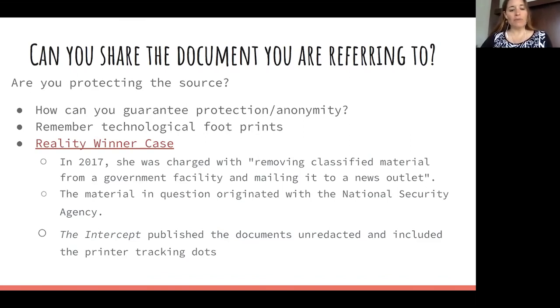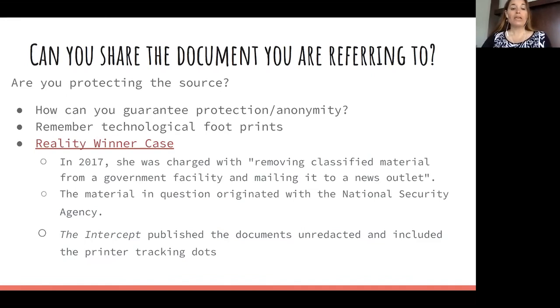I'm not sure how many of you remember the Reality Winner case. This happened here in 2017. Reality Winner was charged here in the US with removing classified material from a government facility and mailing it to a news outlet. She provided it to The Intercept, and the material originated from the National Security Agency, the NSA, and The Intercept published the documents unredacted. It just so happened that the documents included printer tracking dots, which The Intercept had no idea about. Because of that, the NSA was able to trace it back to Reality Winner, and then she was charged in this case.